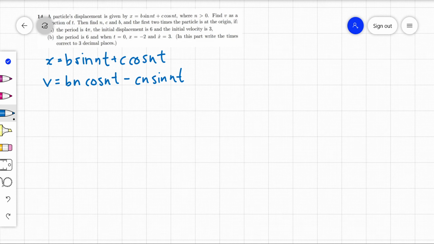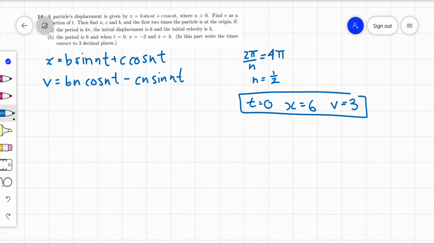All right, so in the first question, we are given the period is 4 pi. Now we know the period is 2 pi on n, and we're given that the period is 4 pi. So you can see that n must be a half in order for that to happen. So we know n equals a half. And we're also given some initial conditions. So we're told when t equals 0, x is 6 and v is 3 at that time.